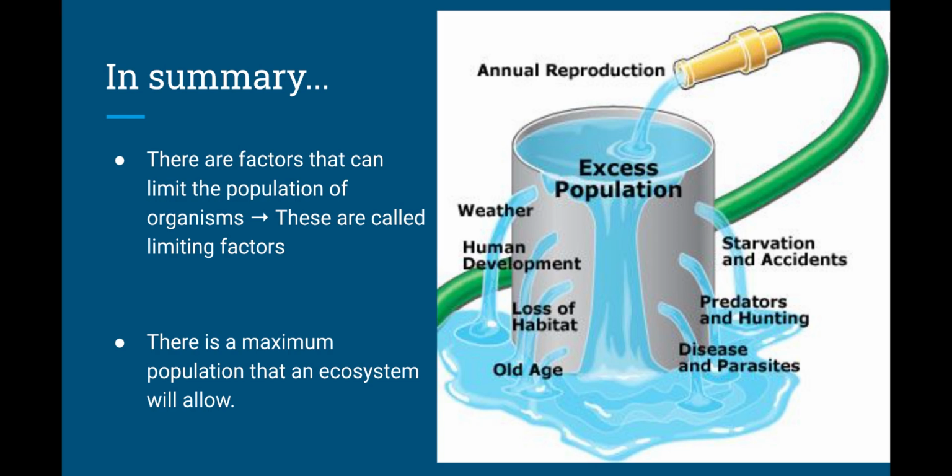Okay, so if we're going to wrap this up, if we sum this up, it's very easy. All we have to do is talk about two things. One, limiting factors. There are certain factors that limit the population of organisms. So whether it's weather or disease or predators, competition, food, space, these factors can limit the number of individuals in a population. And on top of that, there is also a carrying capacity, which is the maximum amount of organisms that can fit into a certain space.